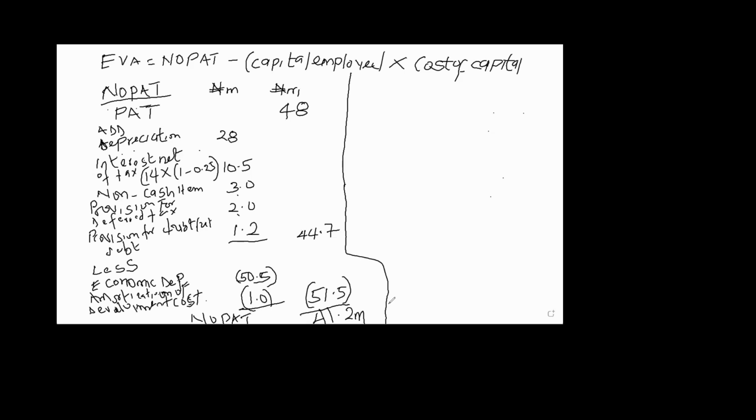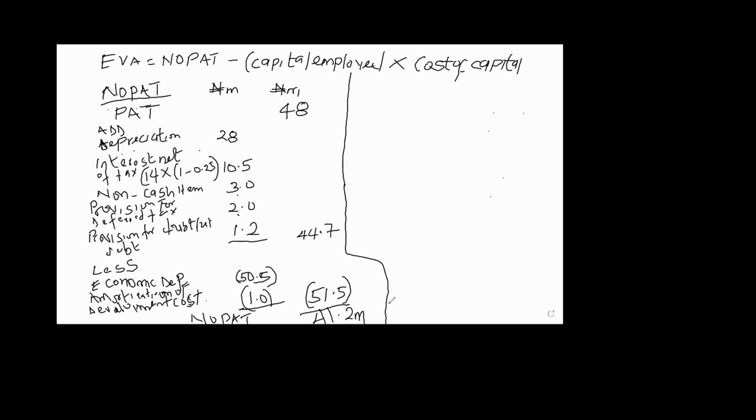Good. Then look at provision for doubtful debt. How much? 1.2 million. You see, that examiner is telling you that 1.2 million was the provision for doubtful debt deducted from that profit. It is the amount of provision deducted from that profit that will be added back.